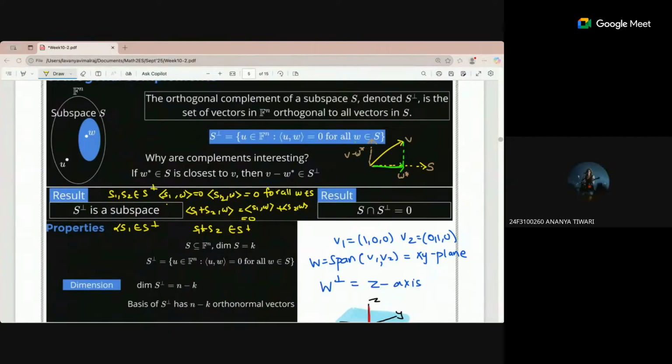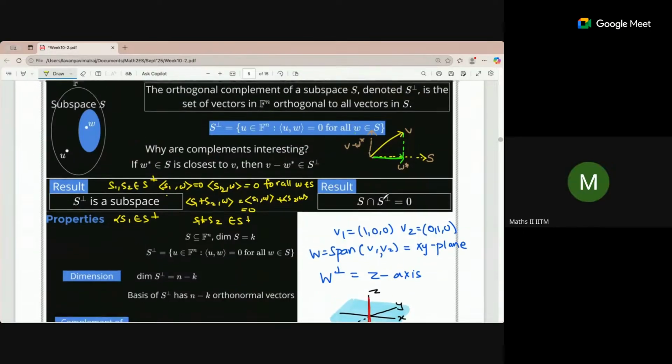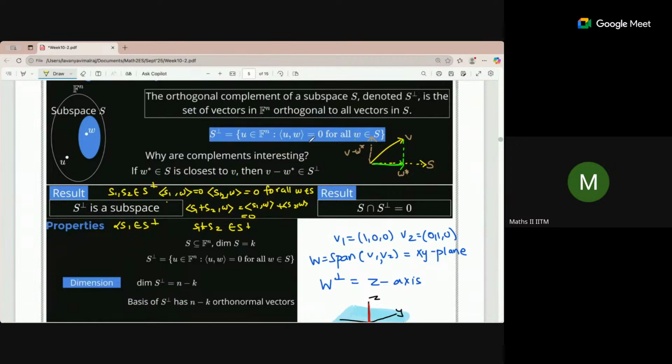The next thing is that S intersection S perp is 0. Geometrically or intuitively also you can understand this, right? Suppose you have a plane and something perpendicular to it, then what is the intersecting point? It should be only the origin, right?